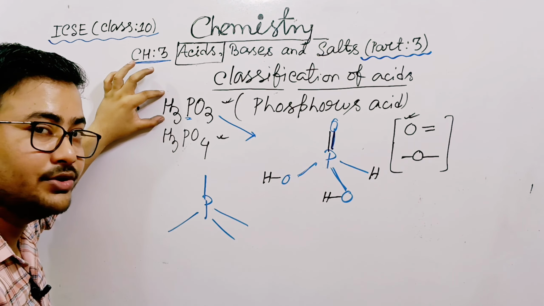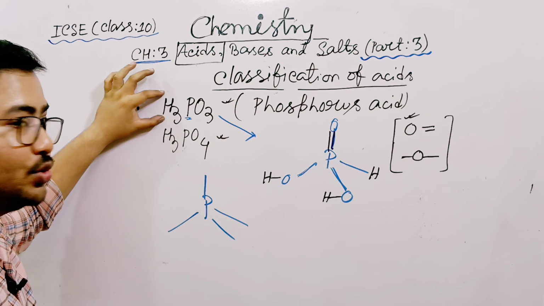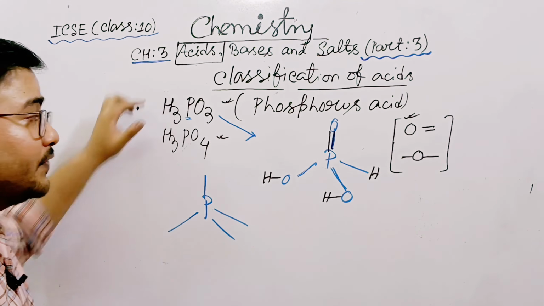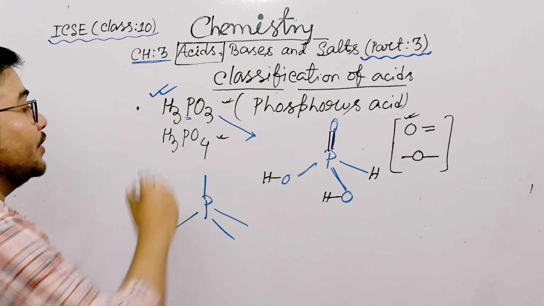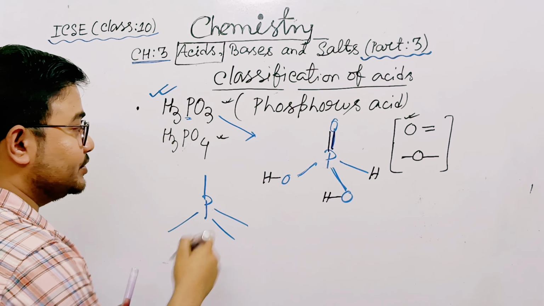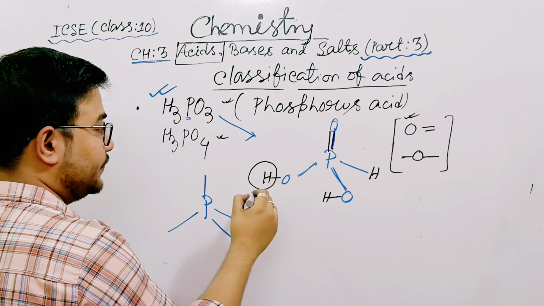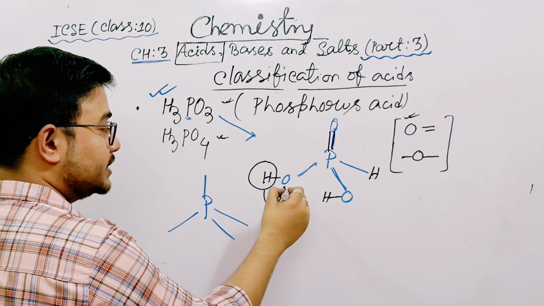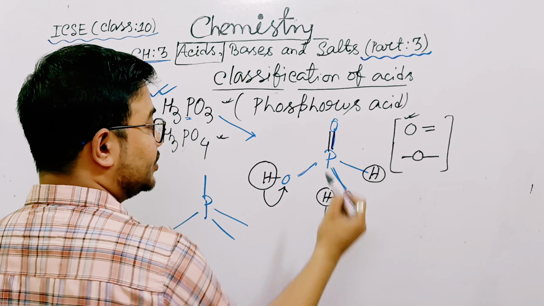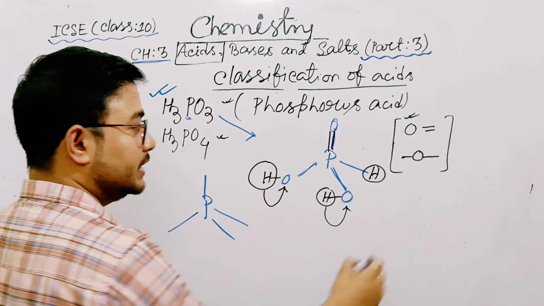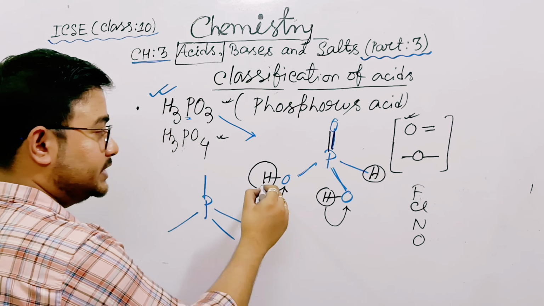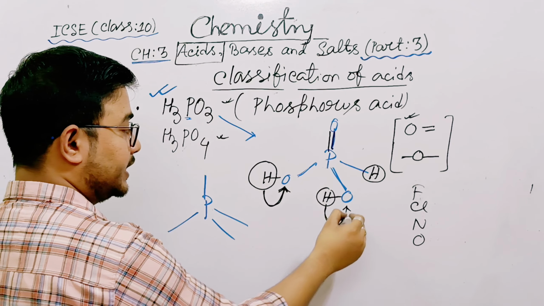3 hydrogen, so tribasic acid. But I told you not to count only the number of hydrogen; count the number of ionizable hydrogen. Now what is ionizable hydrogen? Hydrogen attached with electronegative fluorine, oxygen, nitrogen, chlorine. See here, it is attached with oxygen, but this hydrogen is not attached with an electronegative element. Electronegative element means fluorine, chlorine, nitrogen, oxygen. So these two hydrogen only are attached with electronegative element.